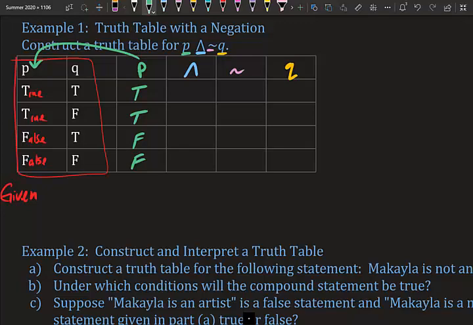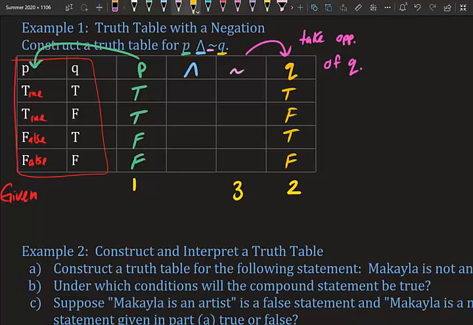Now, why did I do that one first? Because it's on the left side. There's nothing next to it. It's by itself. So this was the first column we did. The second column we're going to do is the other just normal letter. Normal other letter is Q. Next column we're going to do is the negation, because this is saying take the opposite of Q. So we're going to write exactly what Q is. So Q is TF, TF.